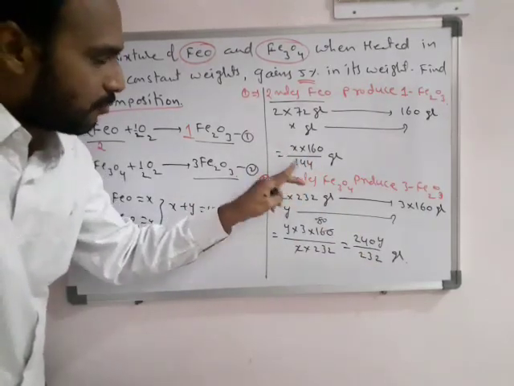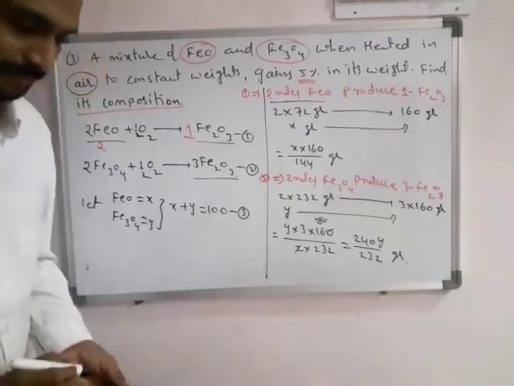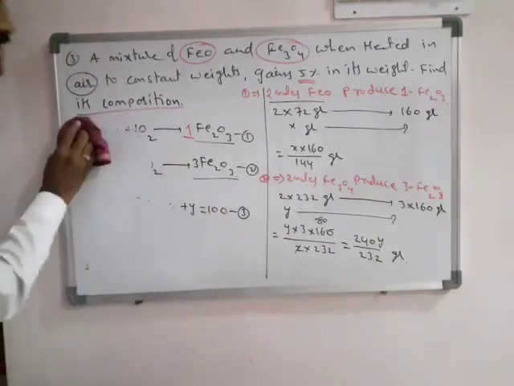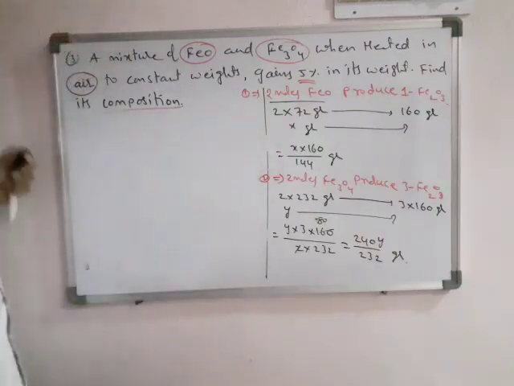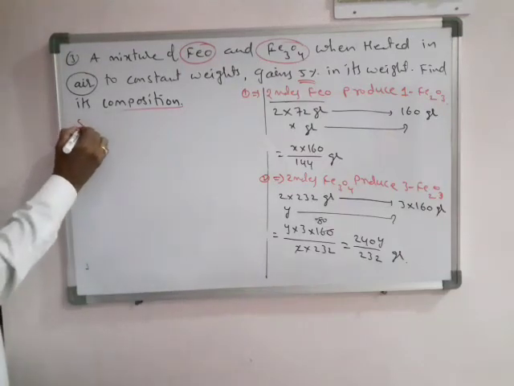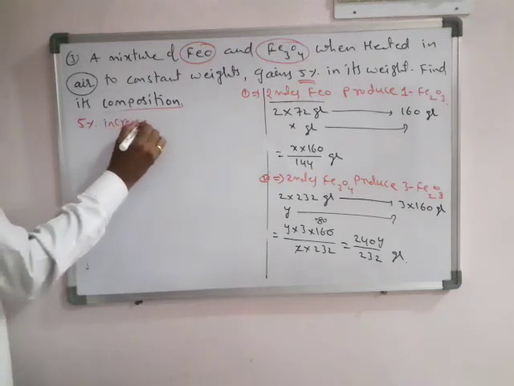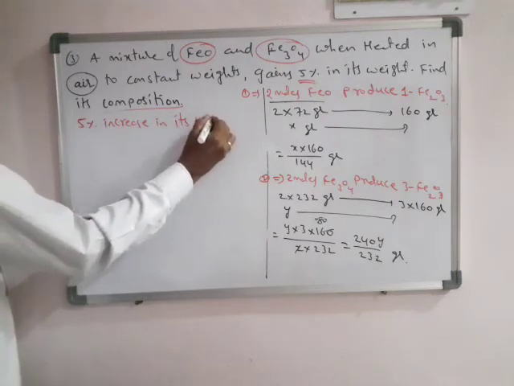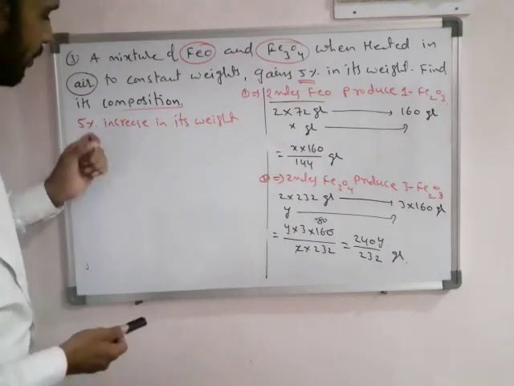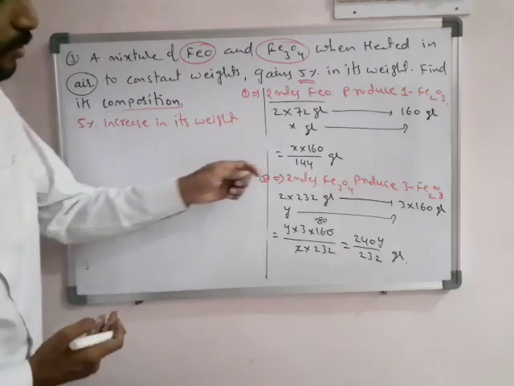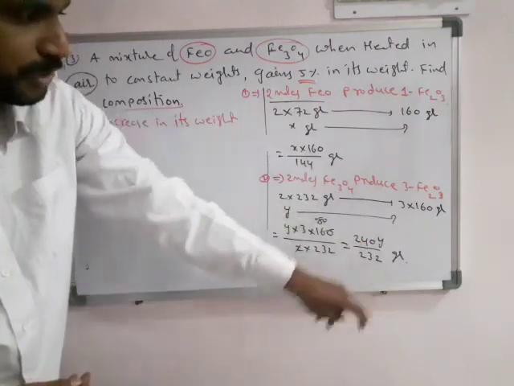These 160x by 144 and 240y by 232 are, after completion of the reaction, their weights. Their weights means the weight of their products. And here a clue is given that there is a 5% increase in its weight. If we take 100 at the start, then with a 5% increase the final will be 105. So the final compound is Fe2O3. Here this much Fe2O3 is formed, and here this much Fe2O3 is formed.